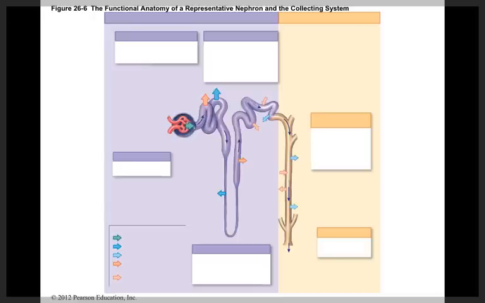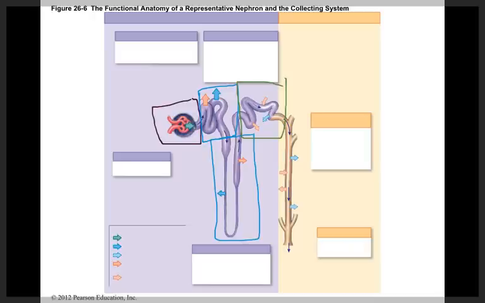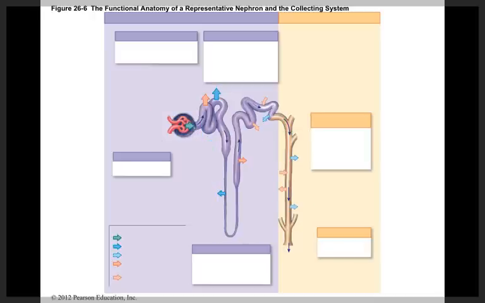different processes. Filtration, which occurs in the renal corpuscle, and this is the renal corpuscle here, and reabsorption, and the main reabsorption occurs in the proximal convoluted tubule, which is right here. And we also get some reabsorption in the nephron loop, and then also secretion, and secretion occurs mainly in the distal convoluted tubule, which is right here, and maybe a little bit of secretion in the collecting duct, which is here. We'll start by looking at filtration.